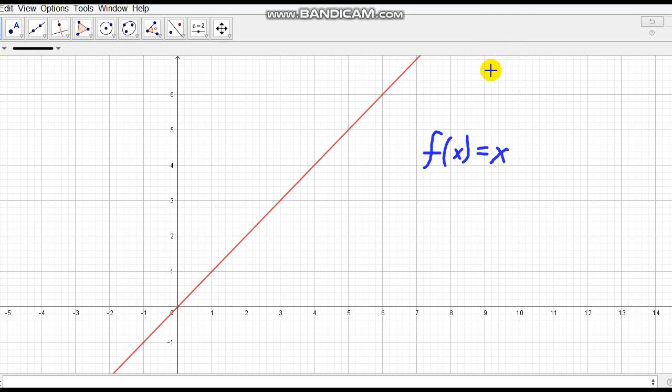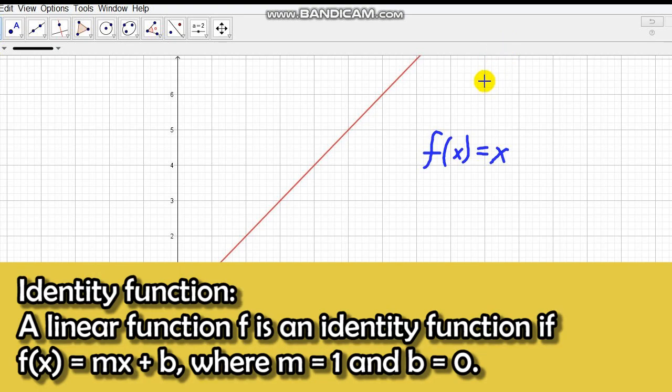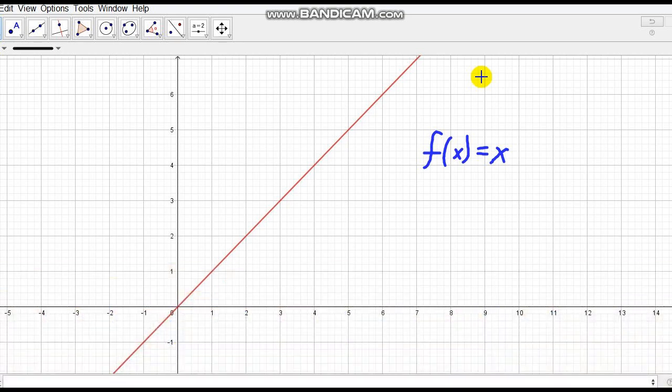Next is the identity function. Now, a linear function f is an identity function if f of x is equal to mx plus b, where m is equal to 1 and b is equal to 0. There's only one example for the identity function, which is f of x is equal to x. In this case, m is 1 and b is 0. So as we can see here, the graph is a diagonal line.